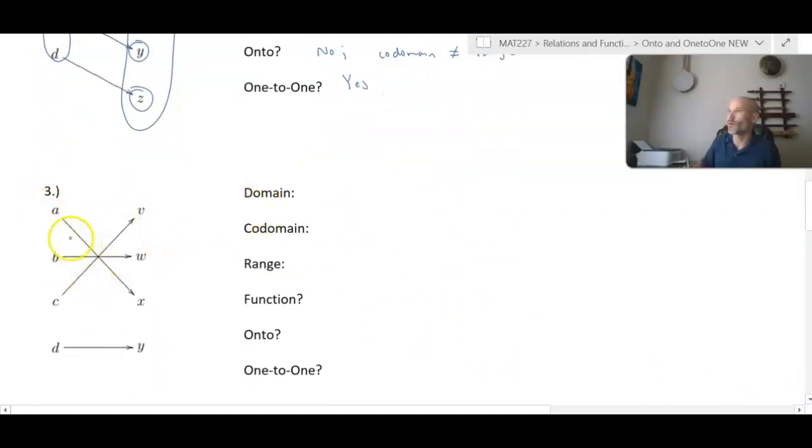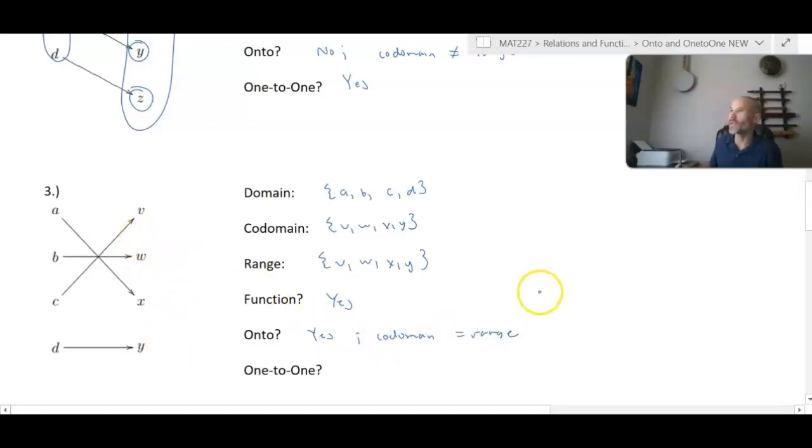Another one here, okay, so domain A, B, C, and D, codomain V, W, X, Y. What's the range? Well, every output in the codomain has an arrow pointing to it, so the codomain is the same as the range, or the range is the same as the codomain. Is it a function? Yes, every element in the domain has exactly one arrow coming off of it. Is it onto? Well, yeah, the codomain equals the range. Is it one-to-one?